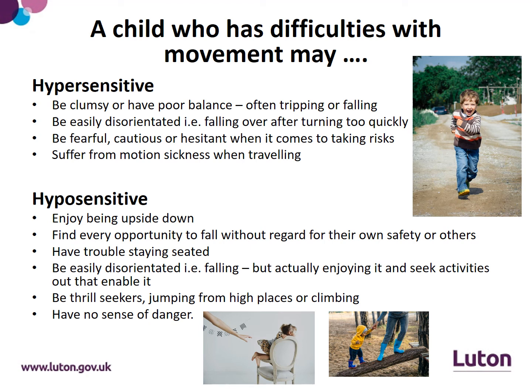Children with difficulties in this area may be hypersensitive and present as being clumsy or having poor balance, often tripping or falling. They might be fearful, cautious or hesitant when it comes to taking risks. They may be hyposensitive, so finding every opportunity to fall without regard for their own safety or others. They might have trouble staying seated. They might become easily disoriented. For example, falling, but actually enjoying and seeking activities out that enable these opportunities. They might be thrill seekers, jumping from high places or climbing and having no sense of danger.